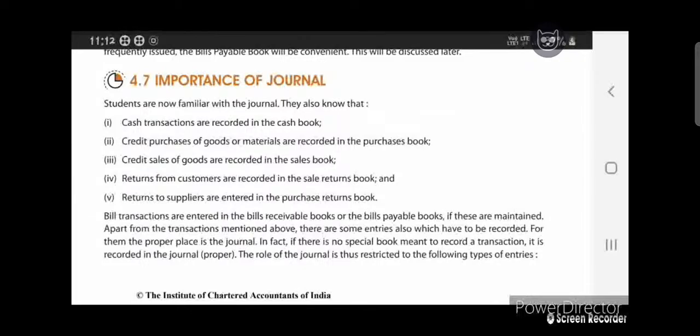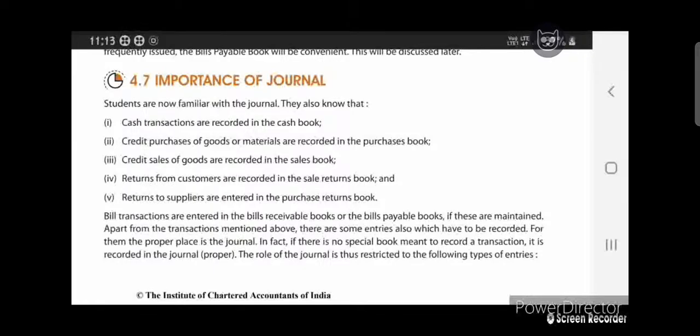For recording those entries, the proper place is the journal. In fact, if there is no special book meant to record a transaction, it is recorded in the journal. In the journal you will record the transaction very properly.